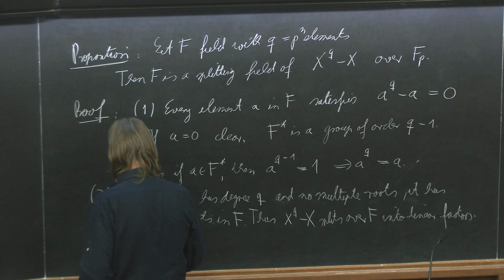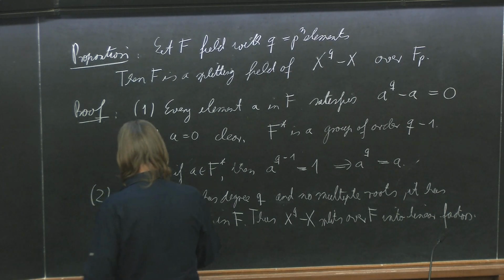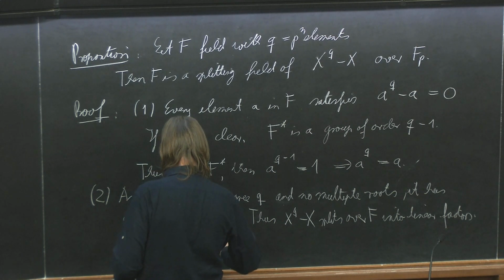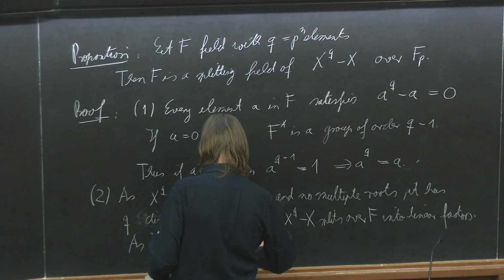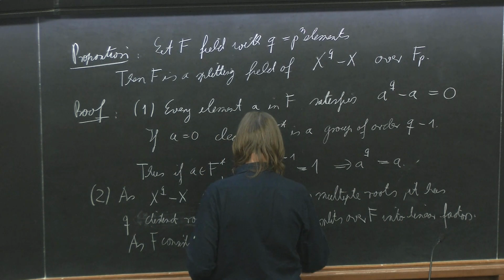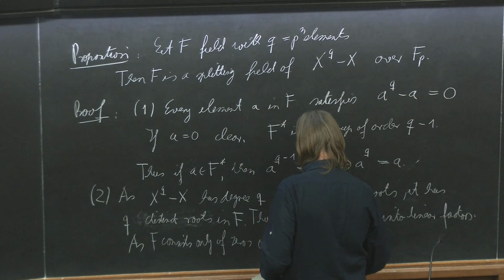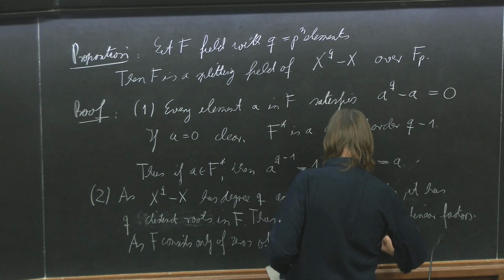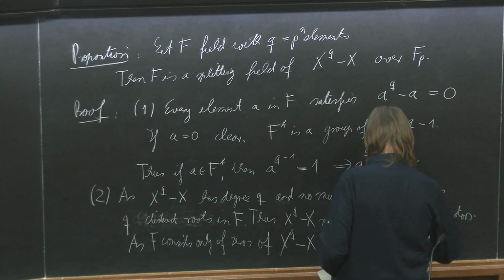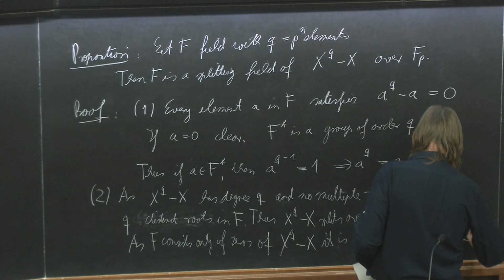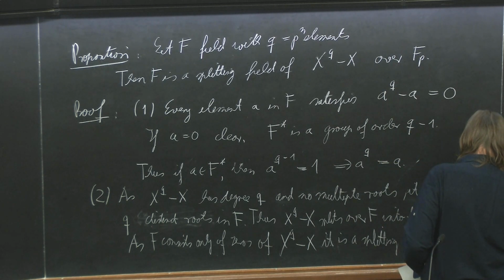So as F consists only of zeros of x to the Q minus x, it is the splitting field of x to the Q minus x over FP.